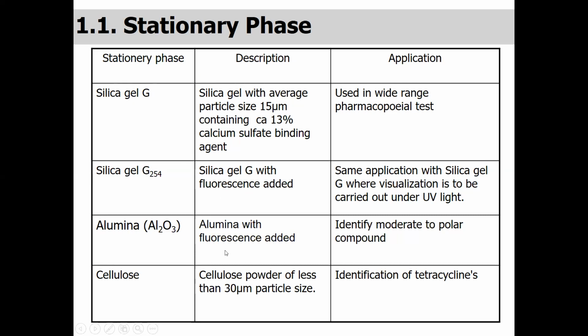Ammonia with the fluorescence added, and we can monitor for some time the medium polar compounds. We also use cellulose as a stationary phase, and of course almost 30 micrometer particle size cellulose is used, and these are some compounds which can be identified on the TLC if cellulose is used as an adsorbent.